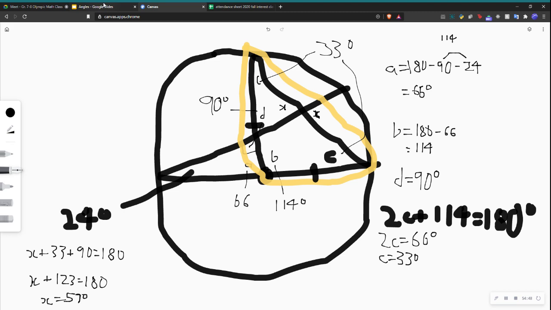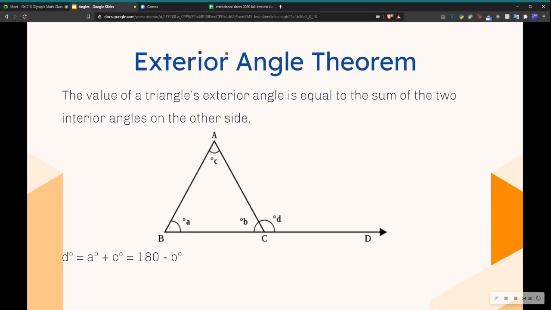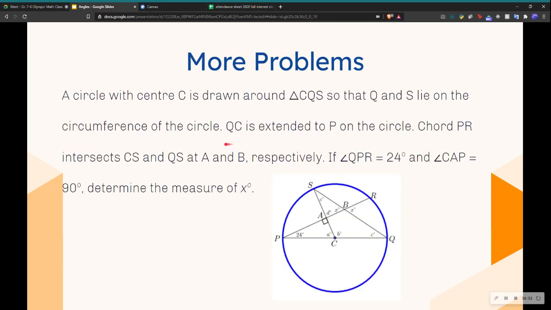All right, there you go. That's that question solved. X is 57 degrees. Any questions about this before I end the lesson?